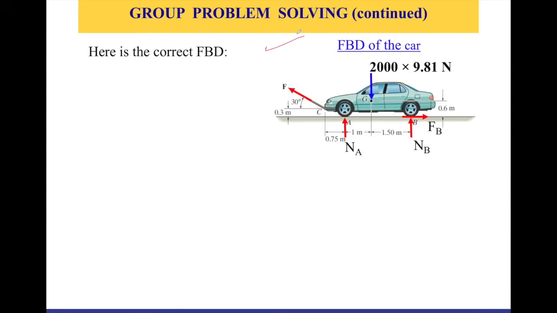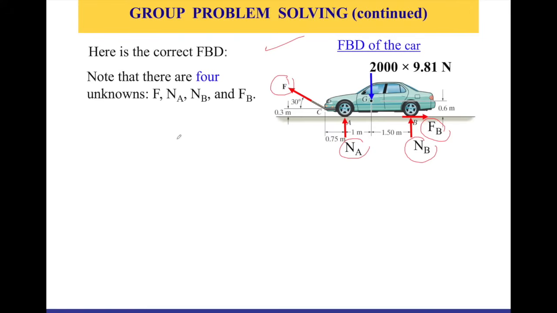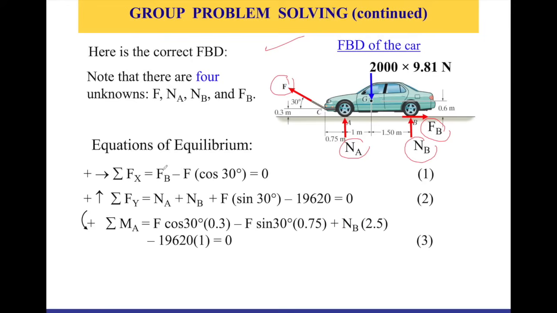I need to construct now the equations of equilibrium in order to solve for the unknowns. Remember, we have 1, 2, 3, 4 unknowns, so I need to construct 4 equations of equilibrium. So what are these equations? Those are our unknowns, those are the equations. If we do the summation of forces on the x-axis equal to 0, we are just going to assume that going to the right is positive. So FB is going to the right, that's positive, the friction force.